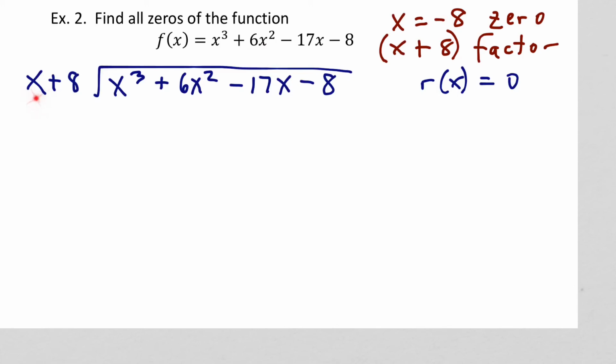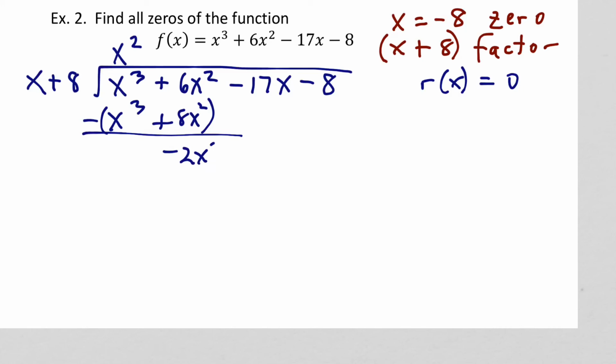So what times x will give me x cubed? That would be x squared. x squared times x is x cubed. x squared times 8 is 8x squared. Subtract. So we get 6 minus 8 is negative 2x squared. I bring down negative 17x and I divide again.